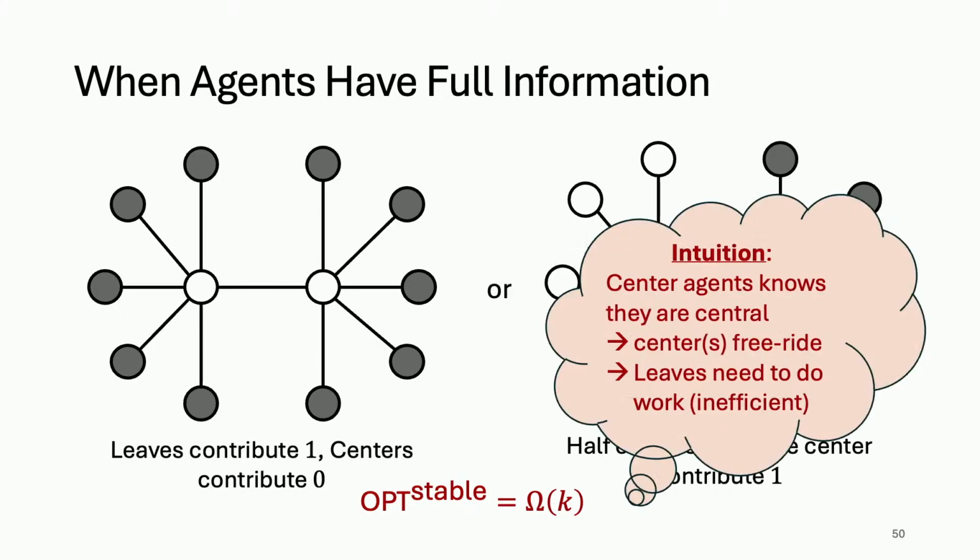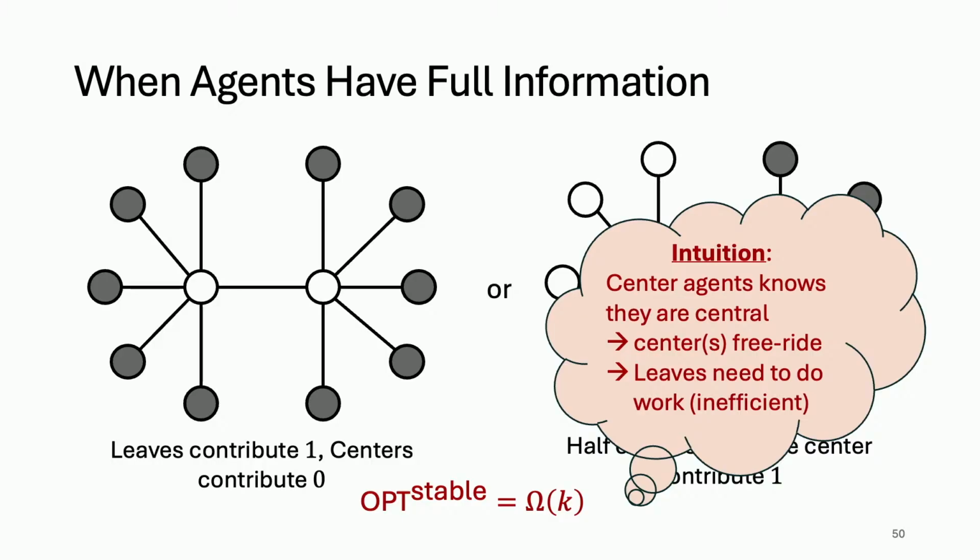So why is this the case? Because in a stable solution, there is no way for both centers to contribute 1, because they are connected. If both contribute 1, then at least one of them will definitely deviate. And once the center deviates, then the leaves connected to this center have to do all the work.